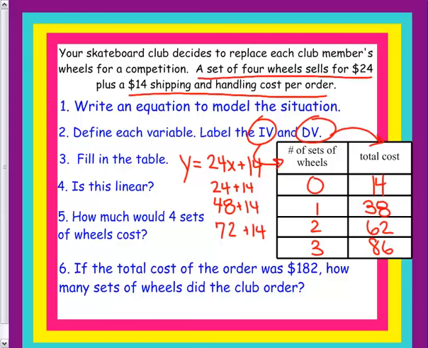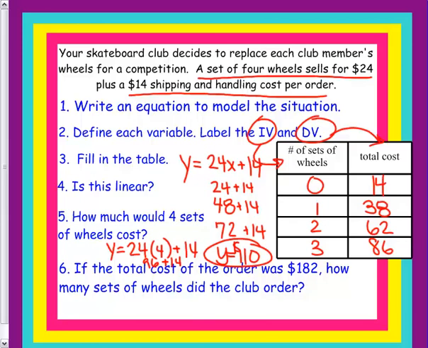Okay, so how much if he bought 4 sets? Okay, so if he buys 4, we could plug it in. Y equals 24 times 4 plus 14. 24 times 4 gives me 96 plus 14 for the shipping would be $110.